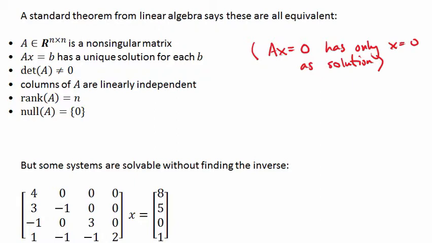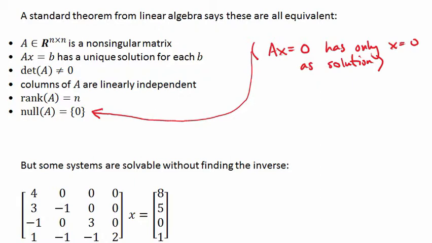We also have that the determinant of A is non-zero if and only if A is a non-singular matrix. We have that the columns of A are linearly independent if A is non-singular. We could say that the rank of A is equal to n, that's the dimension of the column space. And we have that the null space of A is simply the zero vector. That's just exactly the same as this statement in red, only using different words in the definition of a null space.